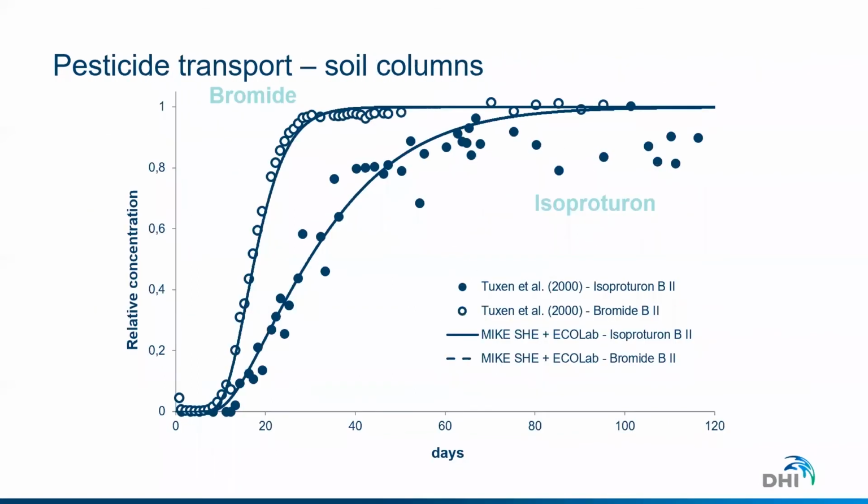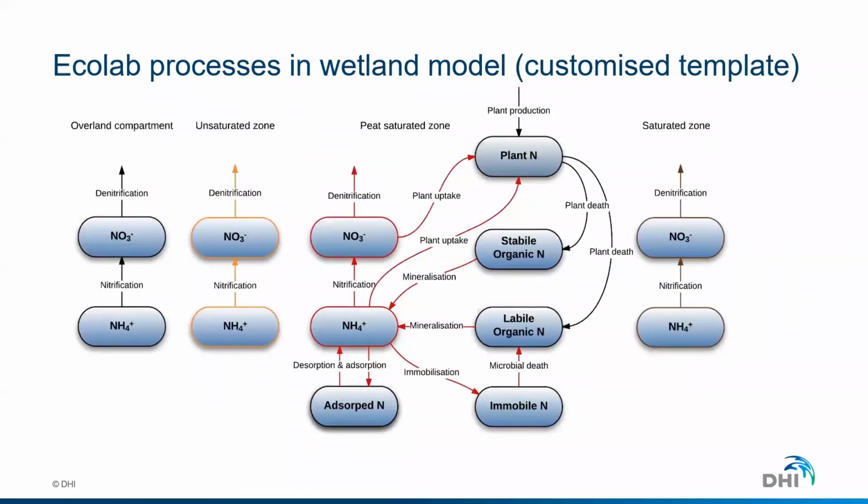And then we have some unsaturated zone experiments here. These are column experiments, and we're looking at the transport of bromide as a conservative tracer, and then the transport of a pesticide, in this case isoproturon, in these unsaturated zone experiments. So that's the verification.